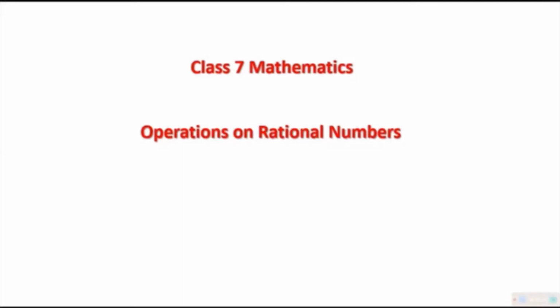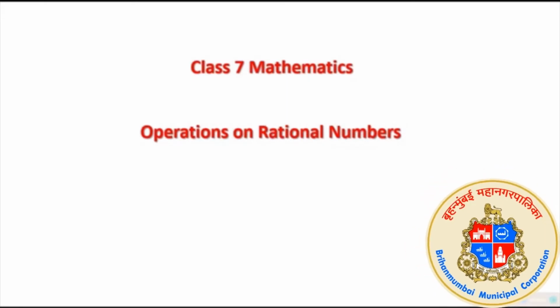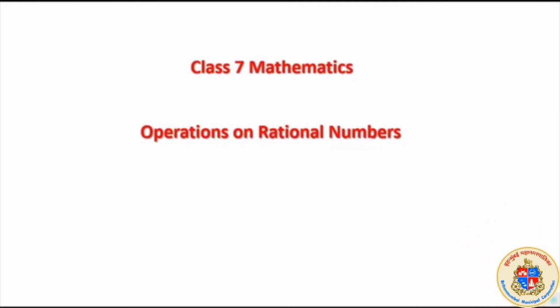Also you studied about how to represent rational numbers on a number line. You also studied how to find out the rational numbers in between two rational numbers. You also studied about how to convert rational numbers into a decimal format and what are the different types of decimal format that come in the case of rational numbers.